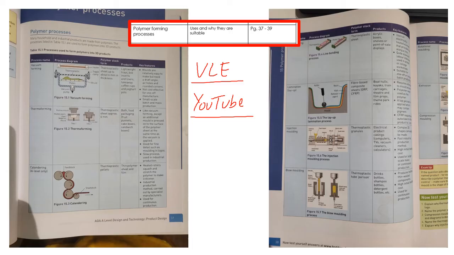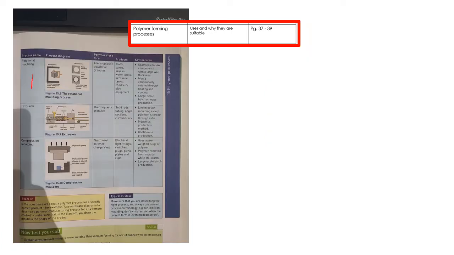Maybe we didn't cover lamination. I'm not sure we did actually. But we covered most of these in year 12. So have a look over these: vacuum forming, thermoforming, calendaring, line bending, injection molding, blow molding. Then you've got your rotational molding, extrusion, and I can tell you now there is no compression molding in the exam, just to give you a bit of a break on that one, because I'm not sure we've covered that one. So have a good look, make sure you are happy with diagrams and descriptions.